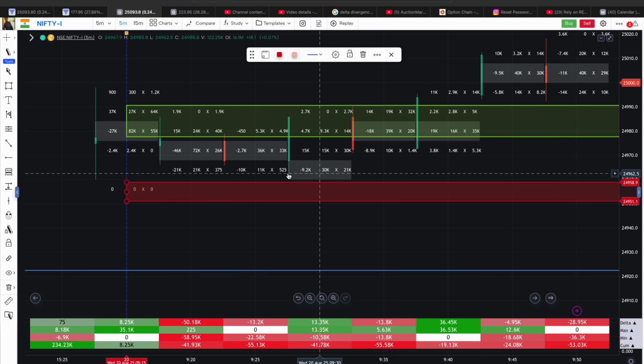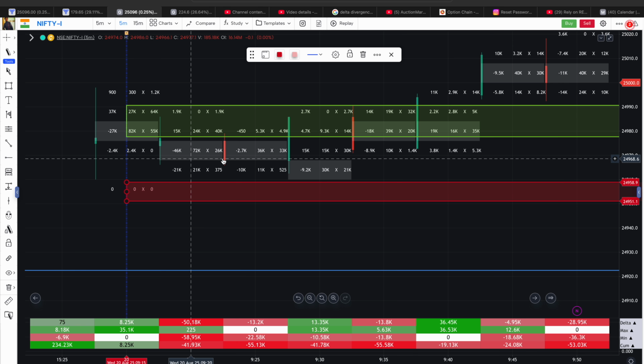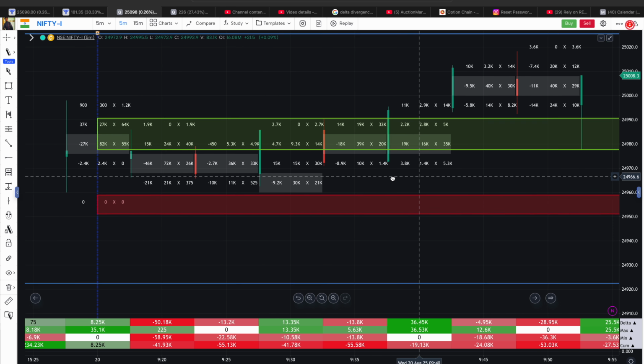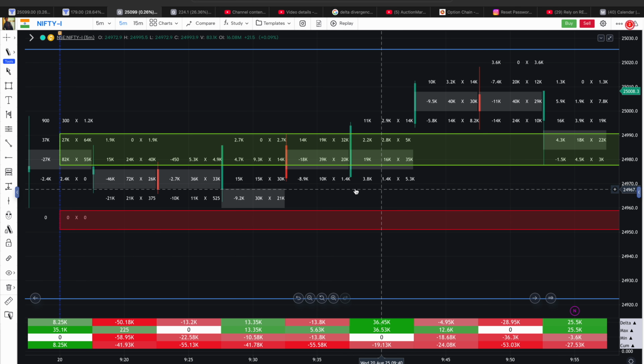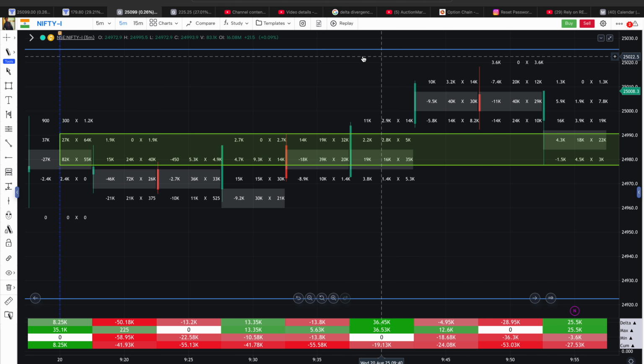Why? Because you can see this particular candle broke this particular 50k delta. That's the reason we have to consider there were limit buyers trying to capture this particular zone. So that's the reason buyers were trying to defend their positions, and aggressively buyers came up and broke this particular level. Okay, so I'll break this particular zone.